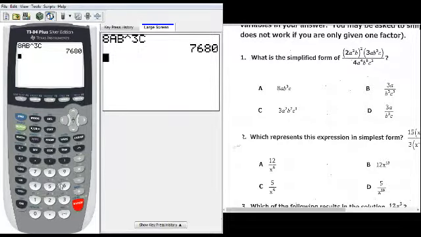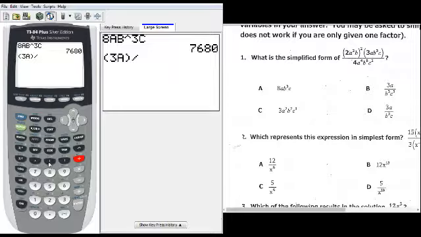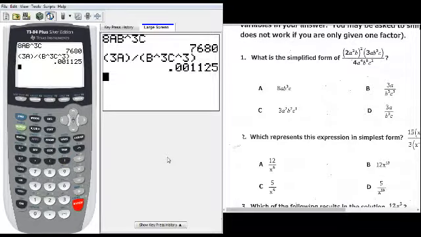Now we go to letter B. It's a fraction, so we're going to put parentheses around the top part, and parentheses around the bottom. So parentheses 3 alpha A, close it. And then the big long line again represents division. So divided by, and then parentheses the denominator, alpha B raised to the third power, alpha C also raised to the third power. We hit enter. 0.001125, close but not quite. Remember our answer is 0.028125, so it's not letter B.